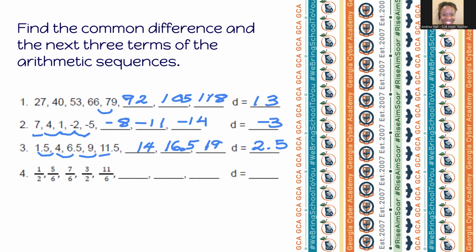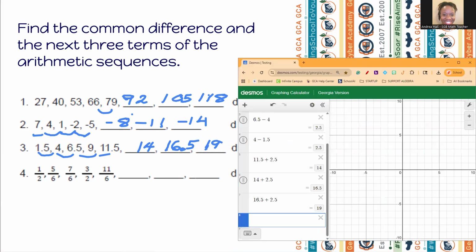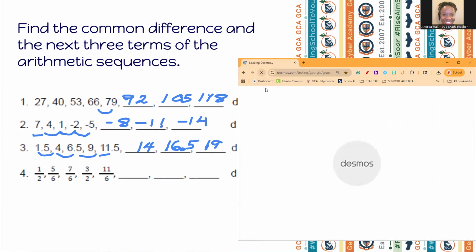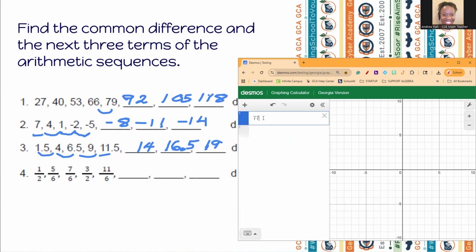All right, now for this last one, we've got fractions. Don't get scared of the fractions. You've got a calculator that you can use. So let's go ahead and reset that. I'm going to do the same thing. I'm going to say 11 divided by 6. That's how I got my fraction. Then I'm going to say minus 3 divided by 2. I get that answer. Don't worry, I know it's a decimal. You see this fraction bar that popped up over here? Now you can see it as a fraction. Now I'm going to say 3 divided by 2 minus 7 divided by 6.